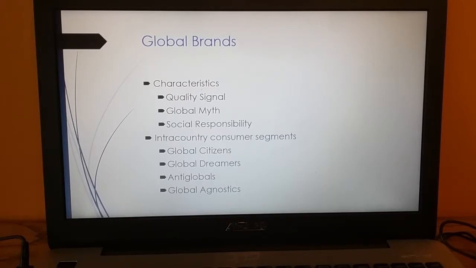Anti-globals feel that global brands are higher quality than local brands, but they dislike brands that preach U.S. values and don't trust global companies to act responsibly. So generally speaking, they try to avoid purchasing global brands. And global agnostics are people that evaluate global brands in the same way that they evaluate local brands. They're indifferent as to whether or not a product is global. So these are different attitudes and perceptions that marketers have to deal with when they're going global.